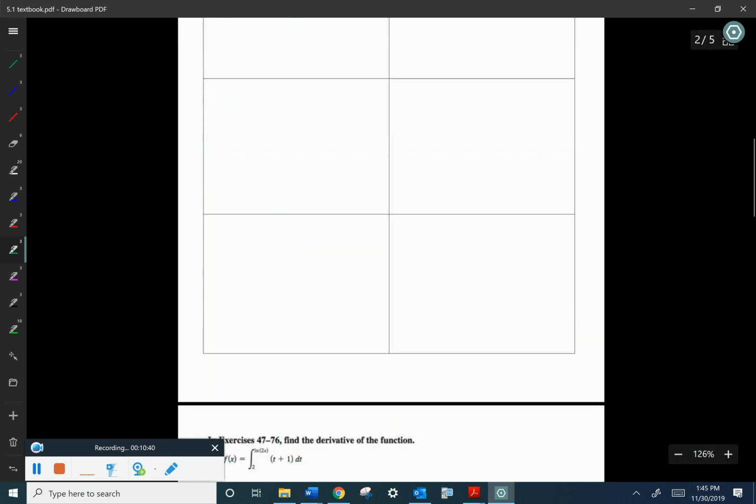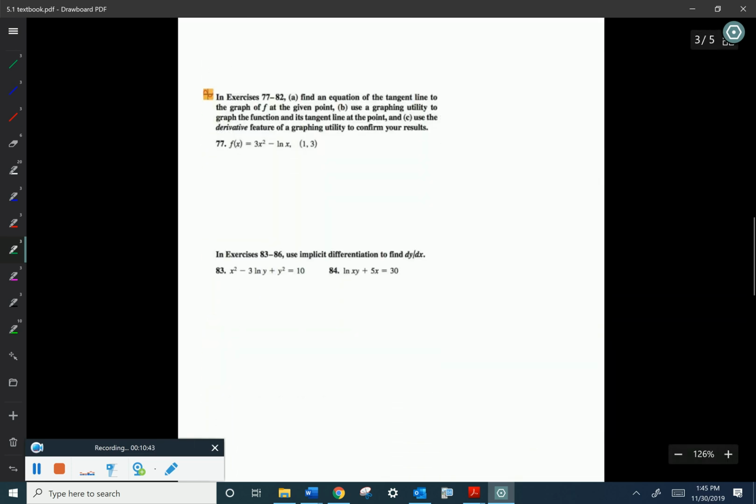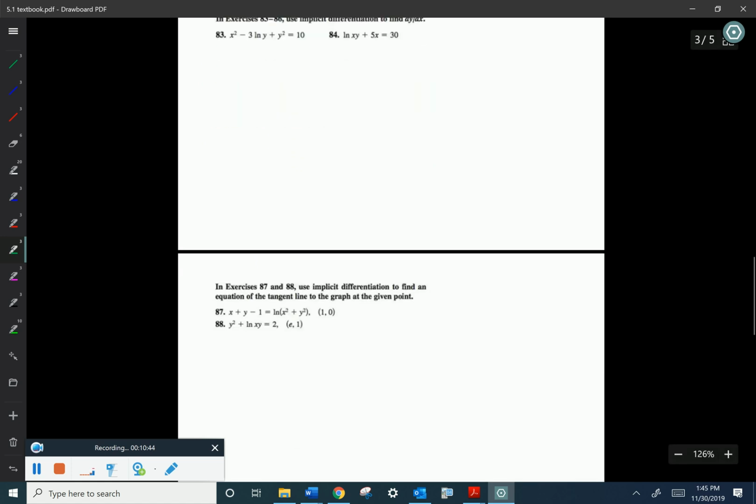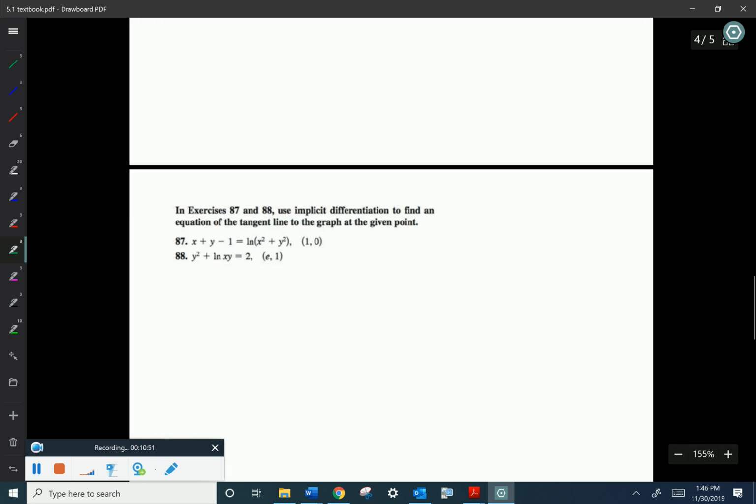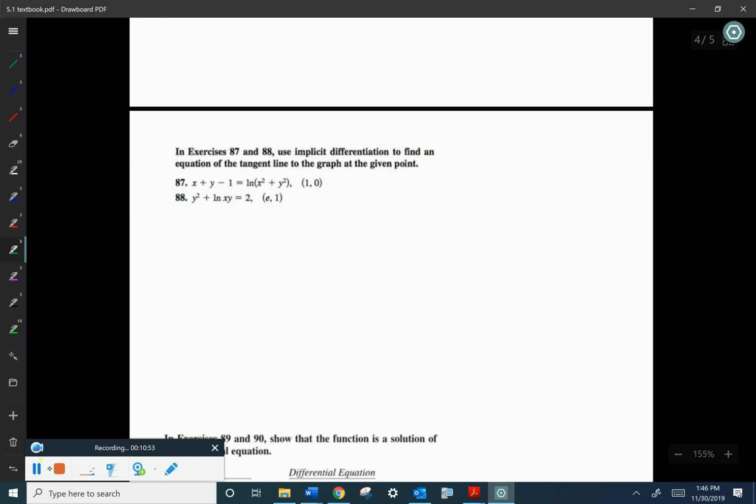Okay, so basically just make sure you read the directions, and when you get down to like number 87, it says use implicit. Well, you know what implicit means, right? So maybe I'll just help you get started on number 87. If this is my original equation, when I jump in and start doing the derivative, they say to find the equation of the tangent line.